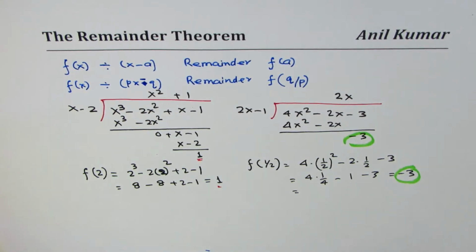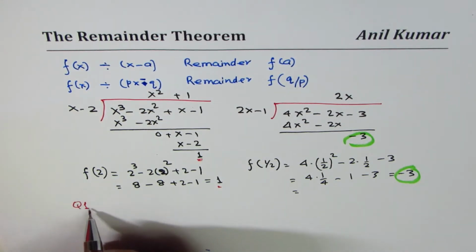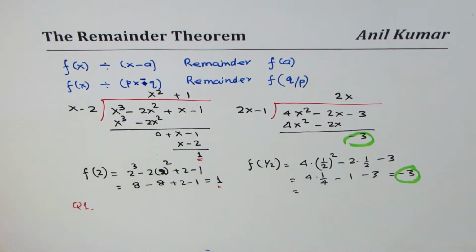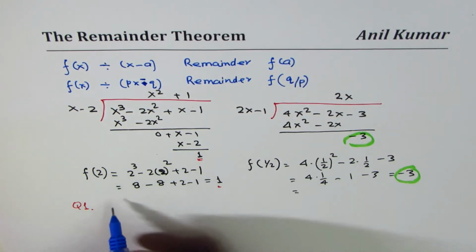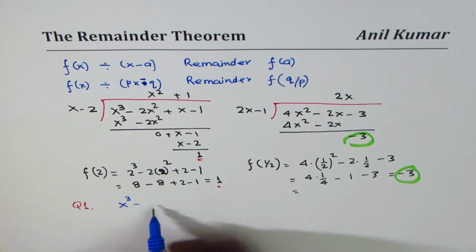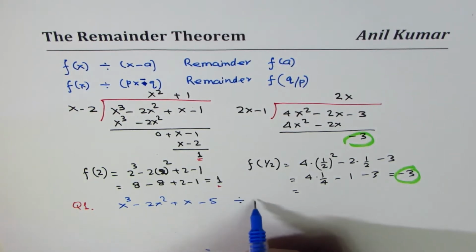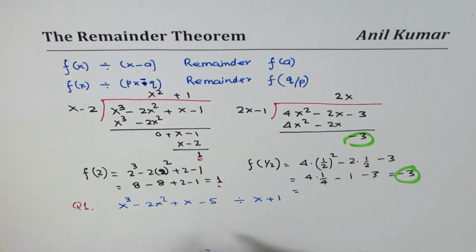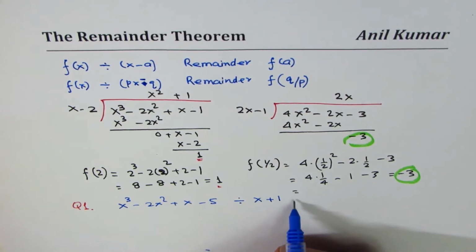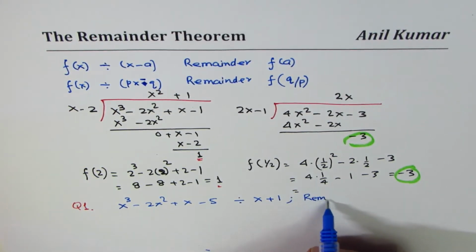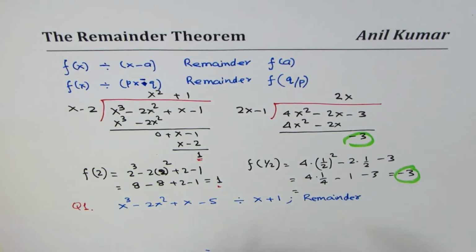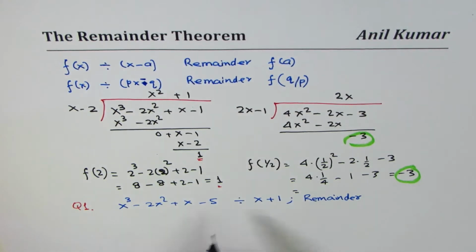Now as a practice question, let's write down a question for you and we can just find the remainder for those questions. So let me write down, let's say x cubed minus 2x squared plus x minus 5 divided by x plus 1. So in this case, what should be the remainder? You have to find the remainder. You can find the remainder, and the way to do it is not by long division. You should use remainder theorem.